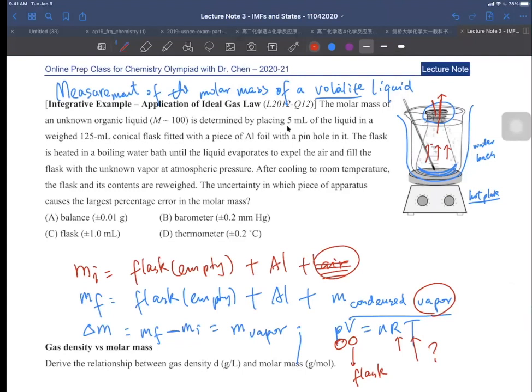You are going to apply the PV = nRT to the gas, to the vapor, right? So you want to get the temperature of the vapor. What's your idea, Amelia?